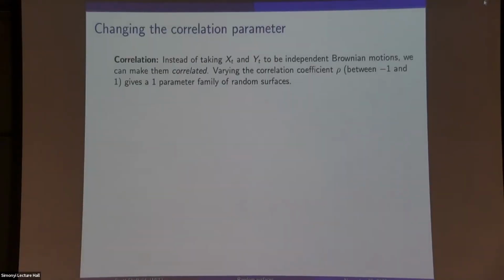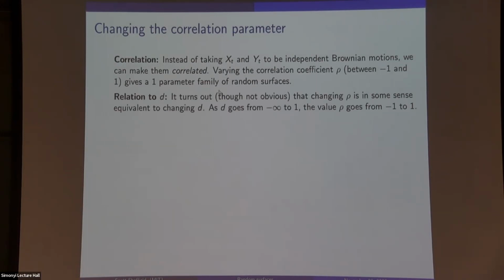Now, I can change this correlation parameter, making things more or less correlated, as I mentioned earlier. It turns out, though it's not at all obvious, that changing this rho parameter is equivalent to changing this d parameter in some sense. What was the rho parameter? Rho is a correlation coefficient that tells you how correlated these 2 Brownian motions are. So it's something between 1 and -1. And as that correlation coefficient goes from -1 to 1, this dimension parameter goes from -infinity up to 1.